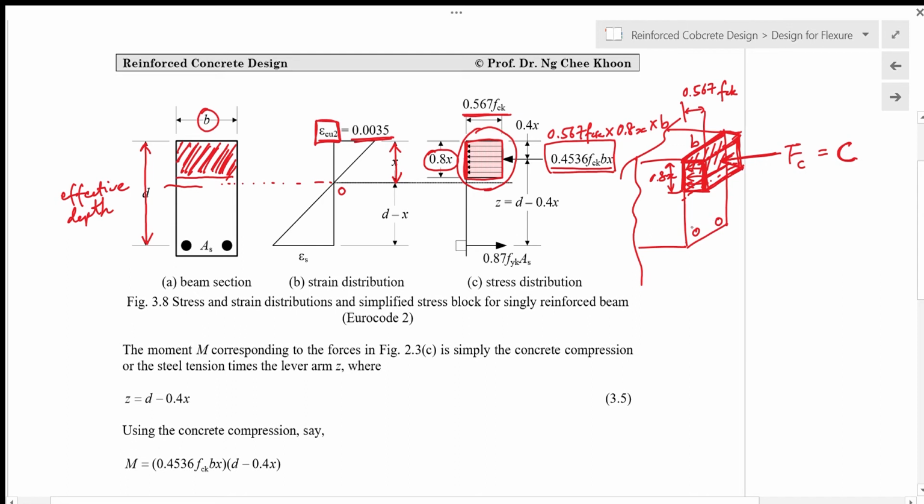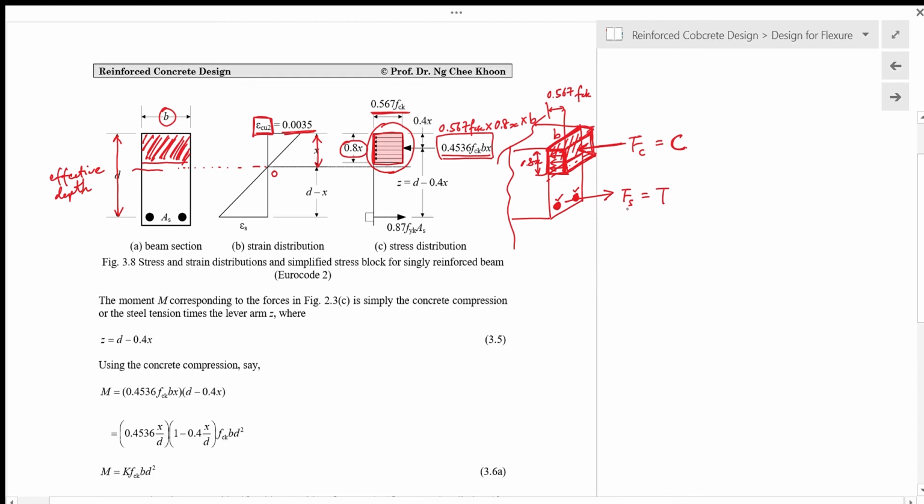As for the total force from the steel reinforcement, if we have two steel reinforcement bars like this, then the resultant force for the tension will be in the middle of these two reinforcement bars. This is Fs, or sometimes we use T to denote tension. So the force in the reinforcing steel Fs is equal to fyd, which is the design stress in the reinforcing steel, multiplied by the area of the steel cross section.